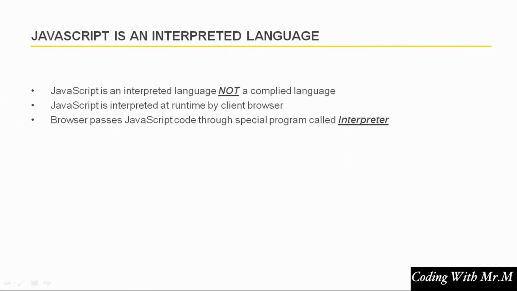Most programming languages are either compiled languages or interpreted languages. JavaScript is an interpreted language rather than a compiled language. A computer doesn't understand what JavaScript is at all. It needs something to interpret JavaScript code and convert it to a computer understandable language.